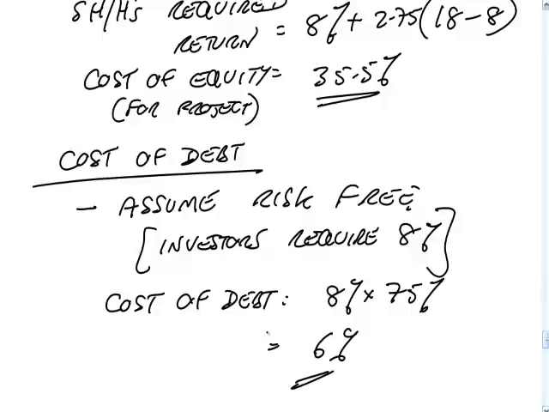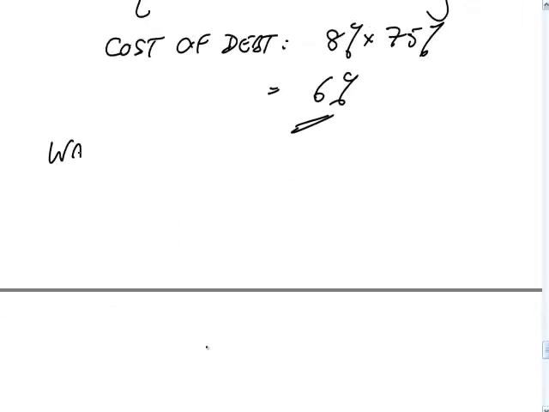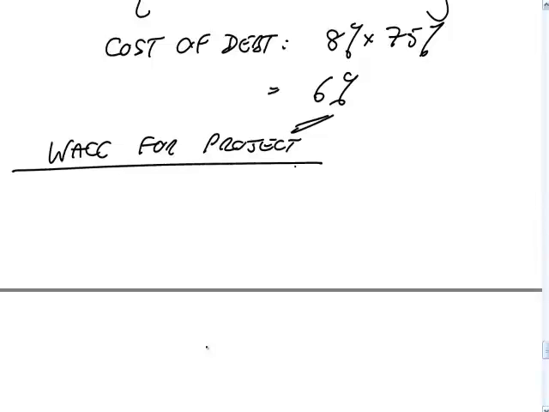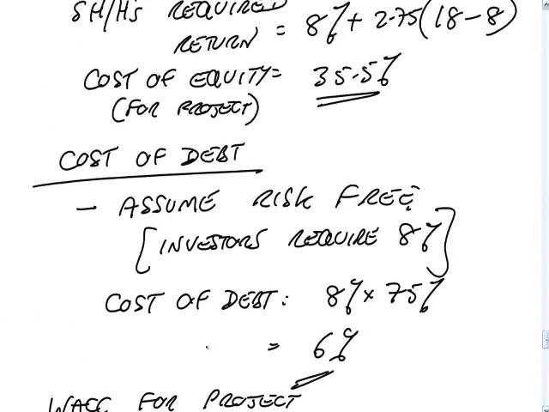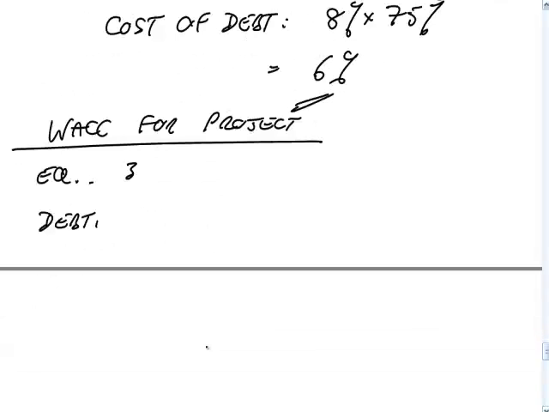Finally, though, we're saying for this project to be worthwhile, the project has to generate enough to give shareholders 35 and to give the debt people 6. Well, overall, what does it need to generate? The weighted average cost of capital. So the weighted average cost of capital for the project, it's normal workings, but it's for the project. The cost of equity we just worked out is 35.5. The cost of debt is 6.